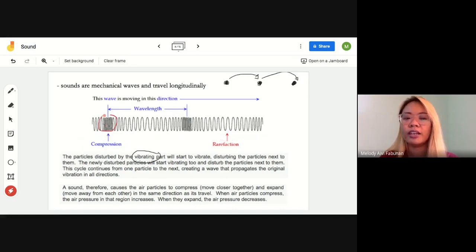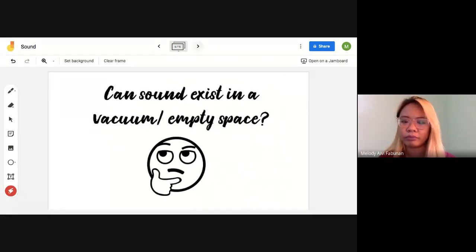So from here, matatransfer on the next side yung compression, yung originally compressed na sound waves, they will move away from each other. And that is what we call as your rarefaction. Okay, so this is what a wave or a sound wave looks like. Okay, balikan natin tong idea na to later on, ha?